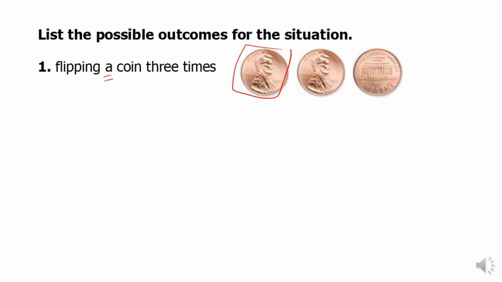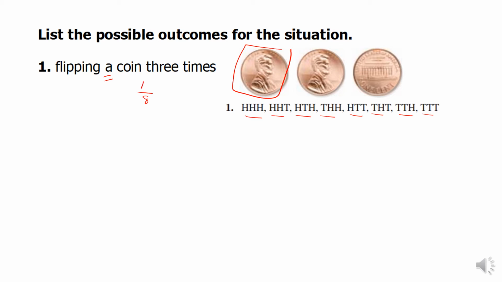So one possibility would be heads, heads, heads. This is just one of the possibilities shown here, but here are all of the possibilities. So 1, 2, 3, 4, 5, 6, 7, 8. So there are 8 possibilities here. What is the possibility of 3 heads? It would be 1. Okay?